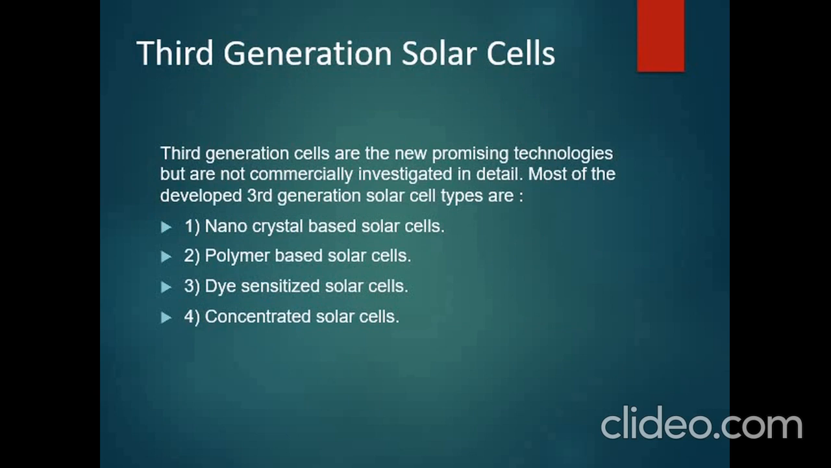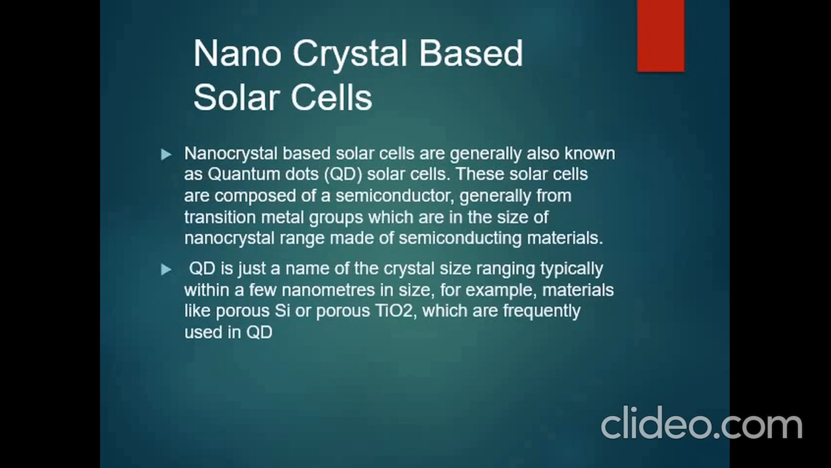Now, third generation solar cell. Third generation solar cells are the most promising technologies but are not commercially investigated in detail. So there are some types here: nanocrystal based solar cell, polymer based solar cell, dye-sensitized solar cell, concentrated solar cells. Now we will discuss this kind of solar cell in detail.